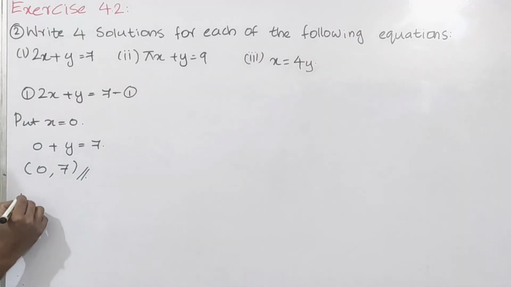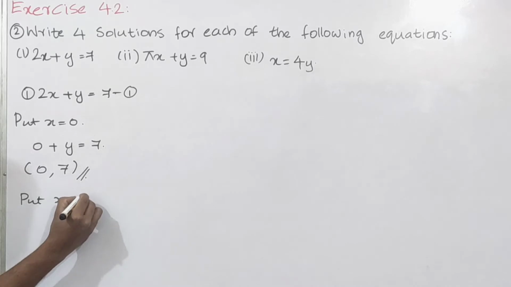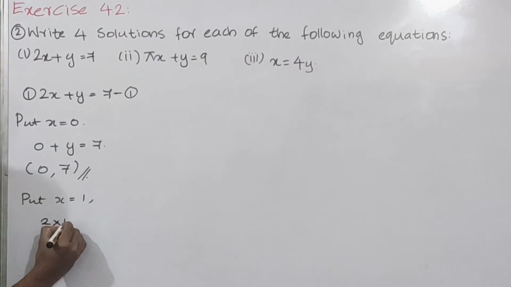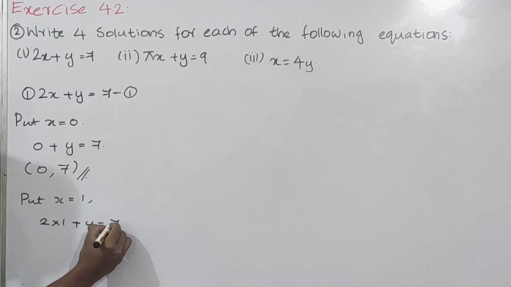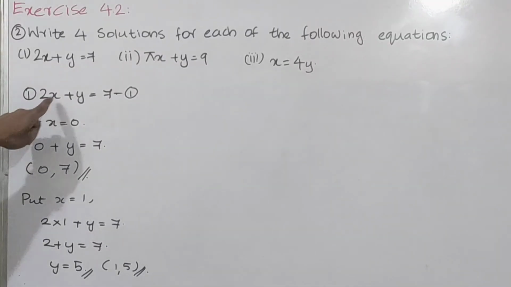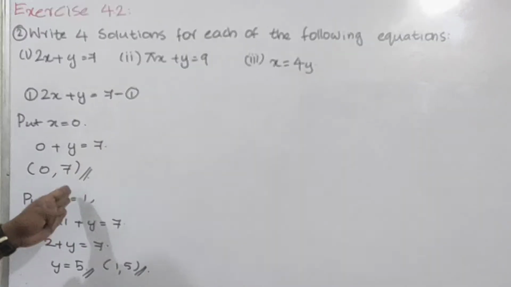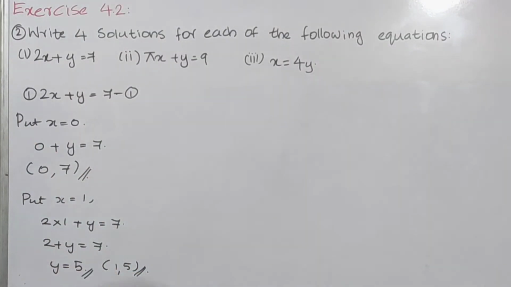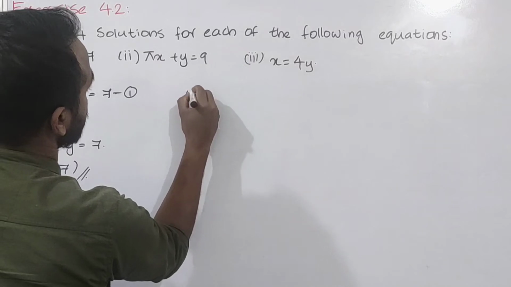Now next one, put x is equal to 1. So what happens? This will become 2 into 1, 2 into 1 plus y is equal to 7. 2 plus y is equal to 7, or y is equal to 5. So we will get another solution 1 comma 5. So that's how to do it. Now look, you can put x is equal to 2, x is equal to 3, x is equal to 4, or y is equal to 0, y is equal to 1. Anything is okay. Look at the second question.